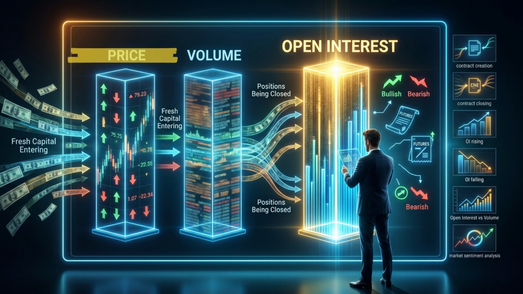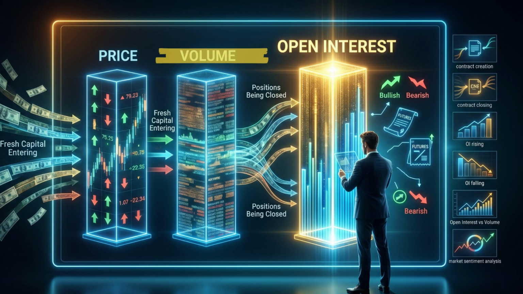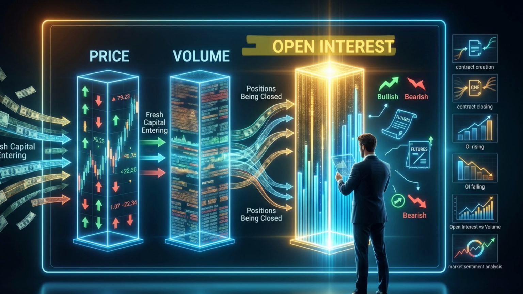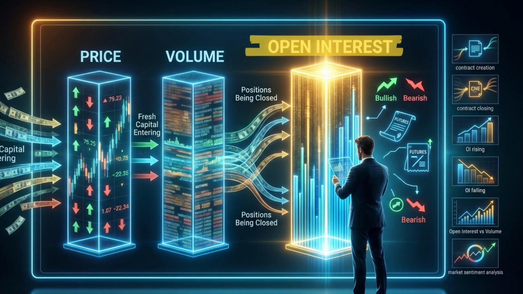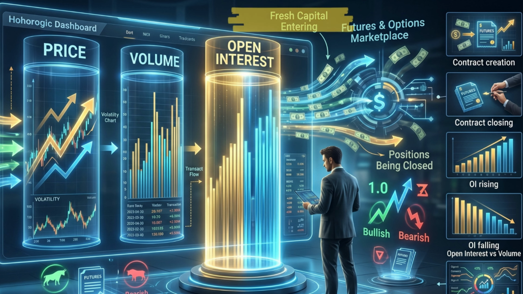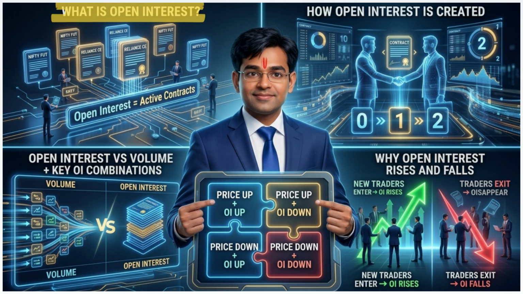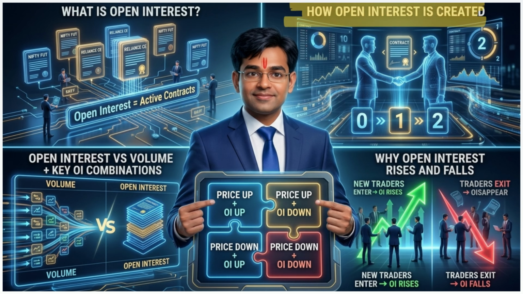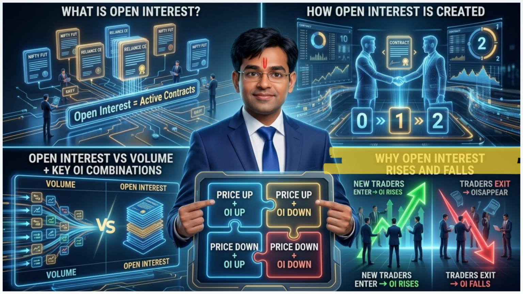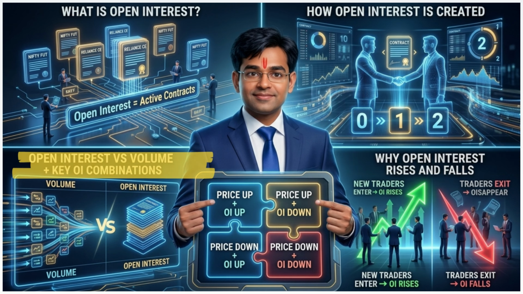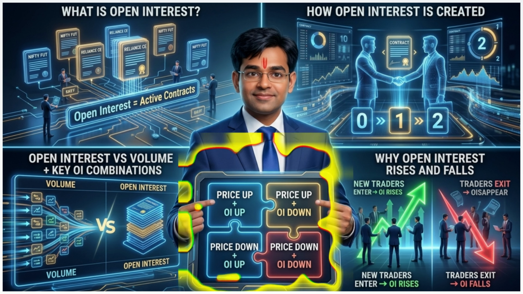Because price tells you what happened, volume tells you how much activity happened. But open interest tells you something far more important. It tells you whether fresh money is entering the market or existing money is leaving. In today's video, we'll understand what open interest actually is, how it is created, why it rises and falls, the difference between open interest and volume, the 4 most important OI combinations every trader must know.